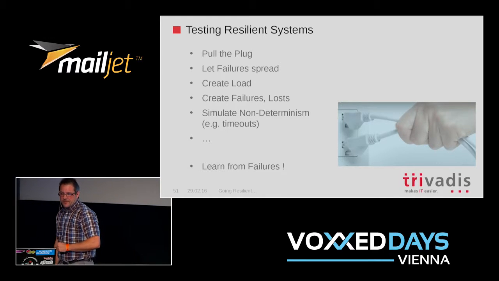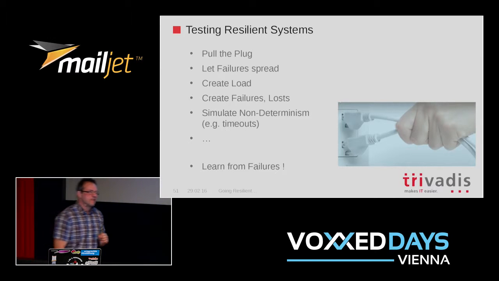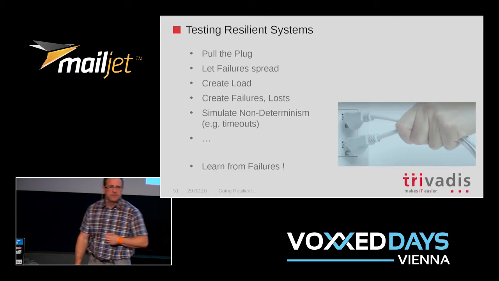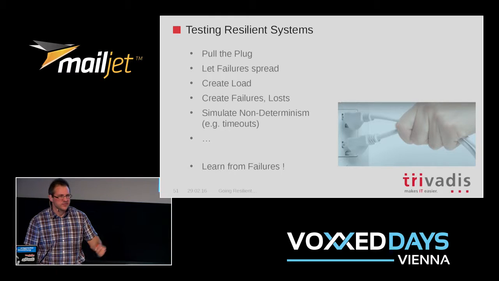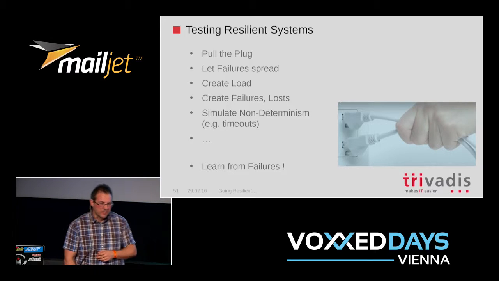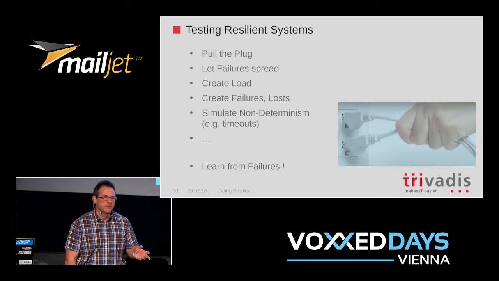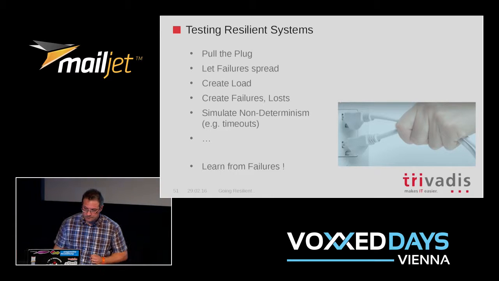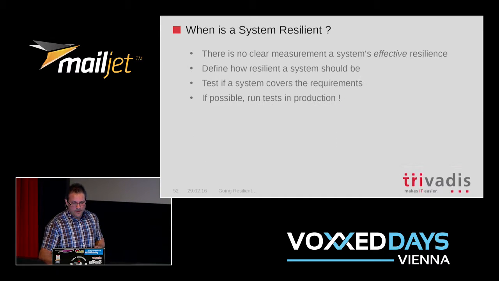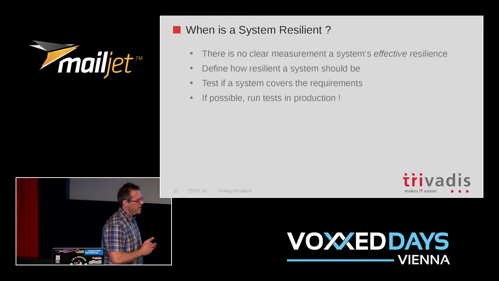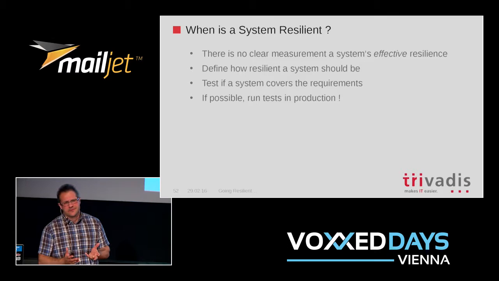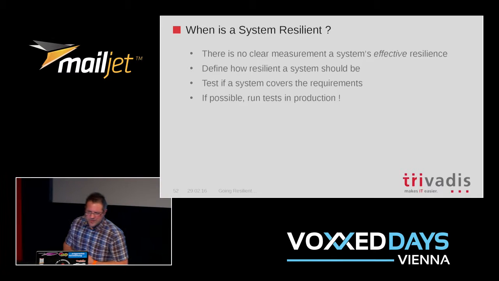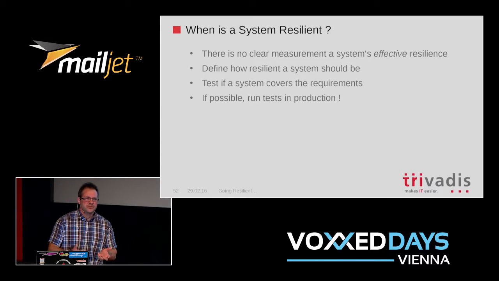Of course, you can also do the same with network stuff. You can add intermediates that simulate failures that could happen in the network area, duplicating messages, letting messages disappear completely, deferring messages. Whatever you like. But the question is still, when is a system finally then resilient? The answer is there is no clear definition. It depends. It depends on what you want to achieve.